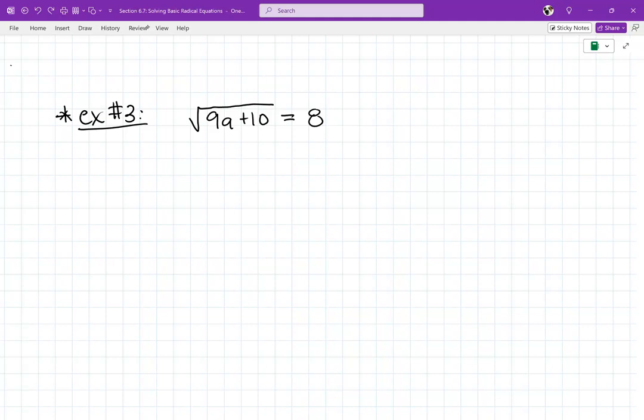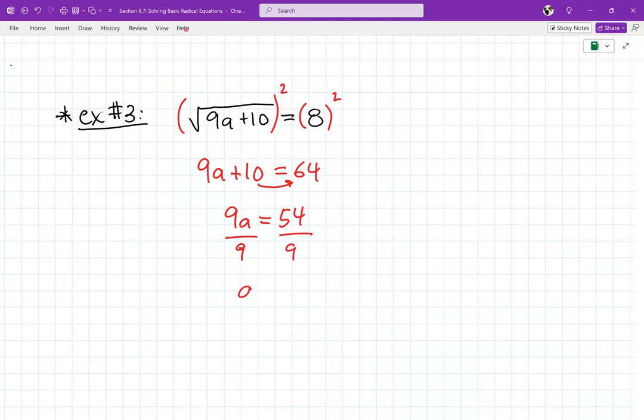Okay? Once it looks like that, I'm just going to immediately square both sides. I want to get rid of that square root. So this is going to leave me with 9a plus 10 equals 64. Now I'll move this 10 over to this side, so that's 9a is equal to 54. And if I divide both sides by 9, I get that a is equal to 6.